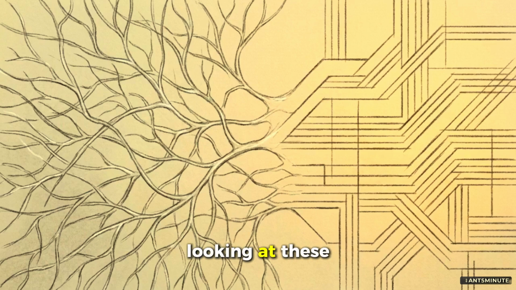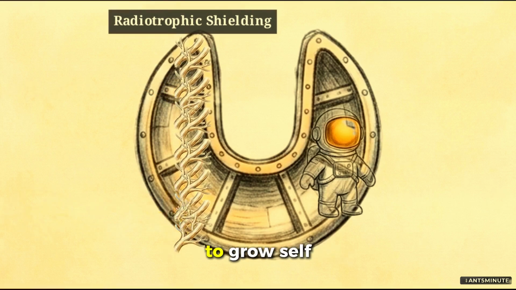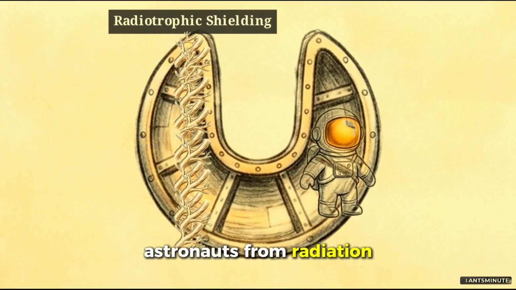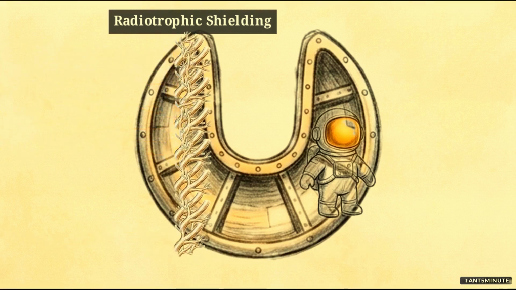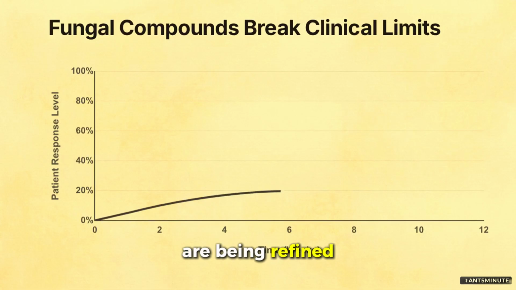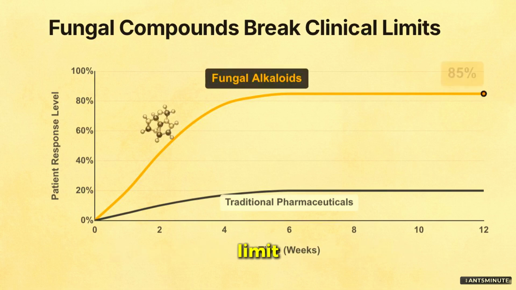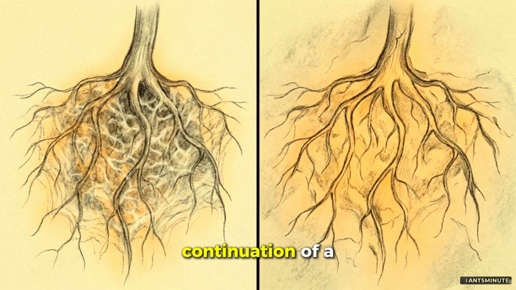Scientists are now looking at these fungal systems as a template for new technologies. Research is underway to use radiotrophic fungi to grow self-regenerating shields that could protect astronauts from radiation during long-term space travel. In medicine, the same molecules that disrupt insect movement are being refined to treat severe depression, where traditional pharmaceuticals have reached their limit. This is a continuation of a much older partnership.